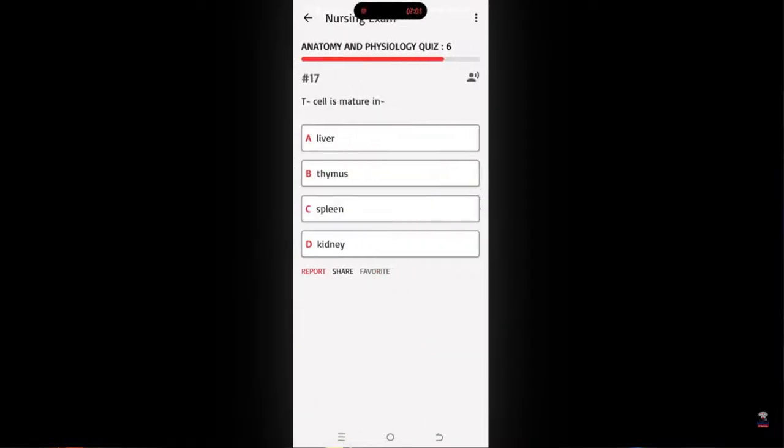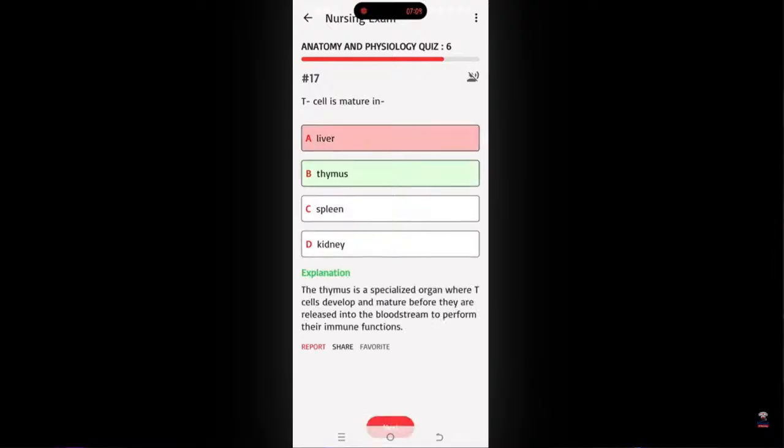T cell is mature in: A. Liver, B. Thymus, C. Spleen, D. Kidney. Correct answer is B. The thymus is a specialized organ where T cells develop and mature before they are released into the bloodstream to perform their immune functions.